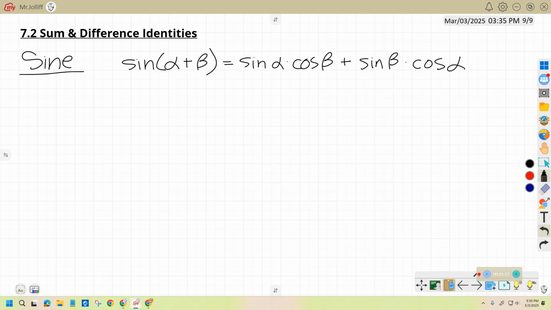Do I expect you have that memorized? Heck no. I just had to open the textbook up to look at it. I don't remember what it is. And I've been doing this a lot longer. So it's not do you have it memorized, it's can you use it. So sine of angle A plus B is sine A cos B plus sine B cos A. Alpha and beta, or A and B if you don't like alpha and beta.